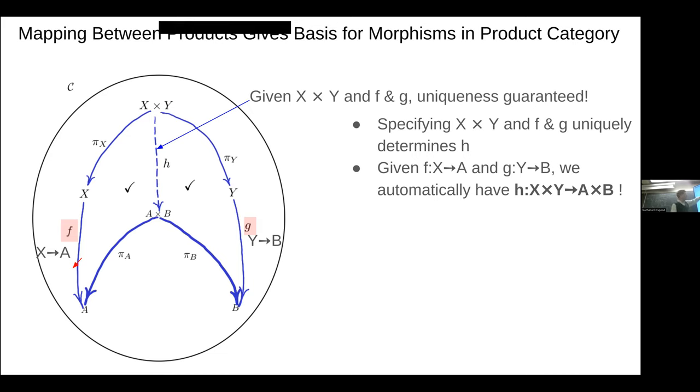And so what I'm saying is, if you have X cross Y, and you have additionally F going from X to A, that's going to give you a way to get A from X cross Y. And if you have a morphism from Y to B, that's going to give you a way to get into B, and that would guarantee, if you have this, you're guaranteed to have a morphism here. So as Tony said, if you have an F and G here, from X to A, from Y to B, you automatically get a map from X cross Y to A cross B.